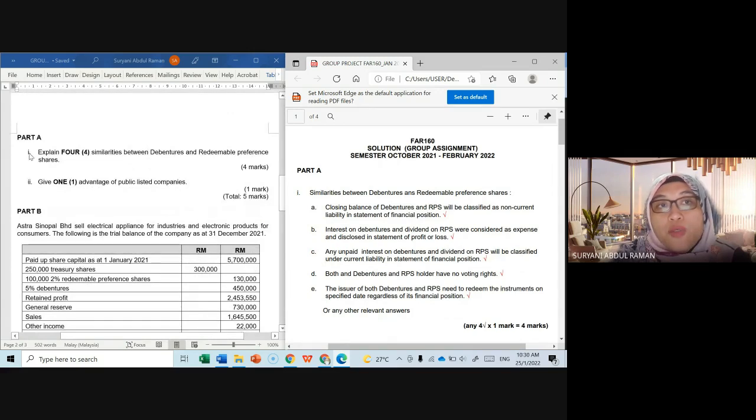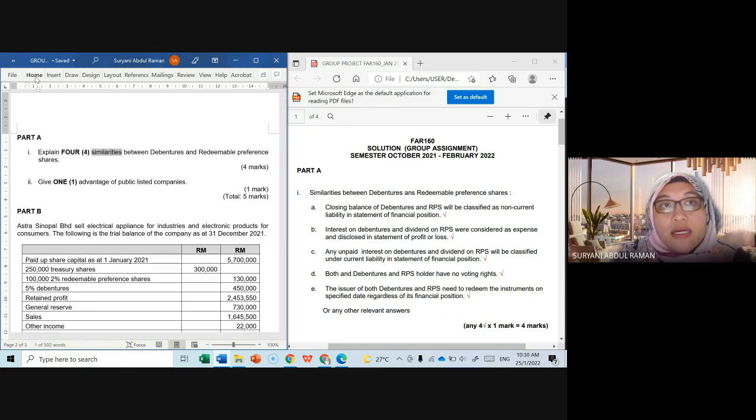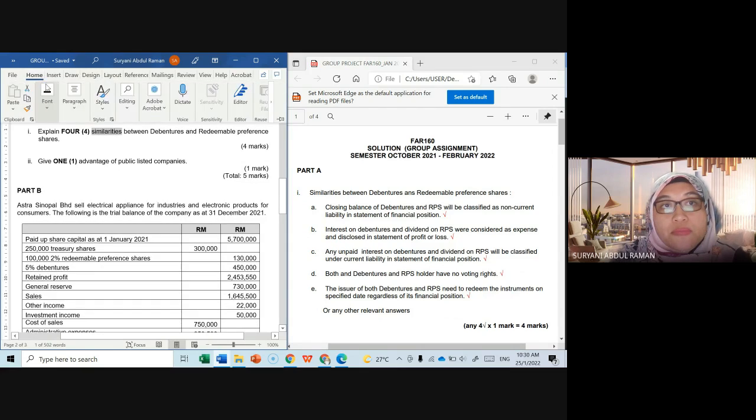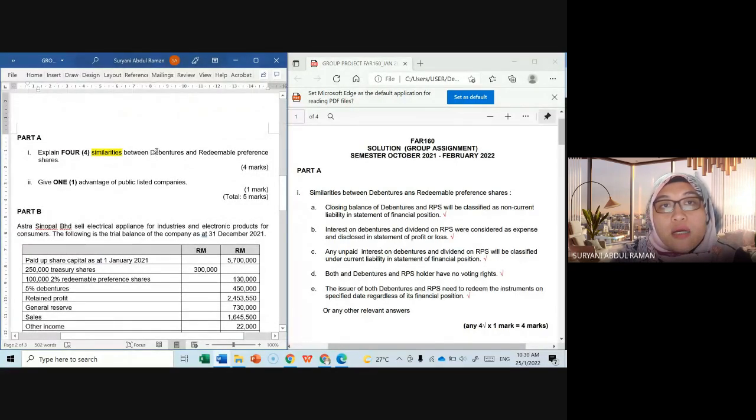Okay, number one, you are required to explain four similarities. The keyword here is similarities, class. Similarities meaning persamaan. What makes it similar to each other? Between what and what? Between debentures and redeemable preference share. So these are the subjects that we are going to look at, debenture and redeemable preference share.